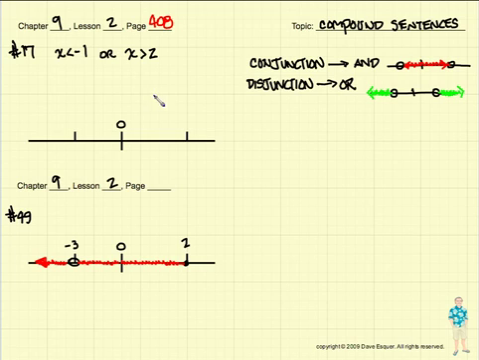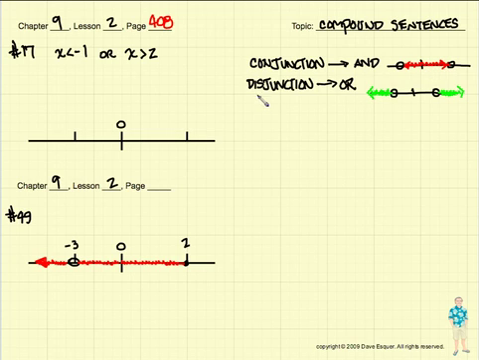Easiest way to do it is, as we had on the blackboard, or whiteboard, sorry. A conjunction has the word "and." So that's going to be like the intersection. And the conjunction with the "and" is going to be everything on the number line in between the 2 points that we're talking about. Everything in between. So it's the intersection. It's everything that is between those two values.